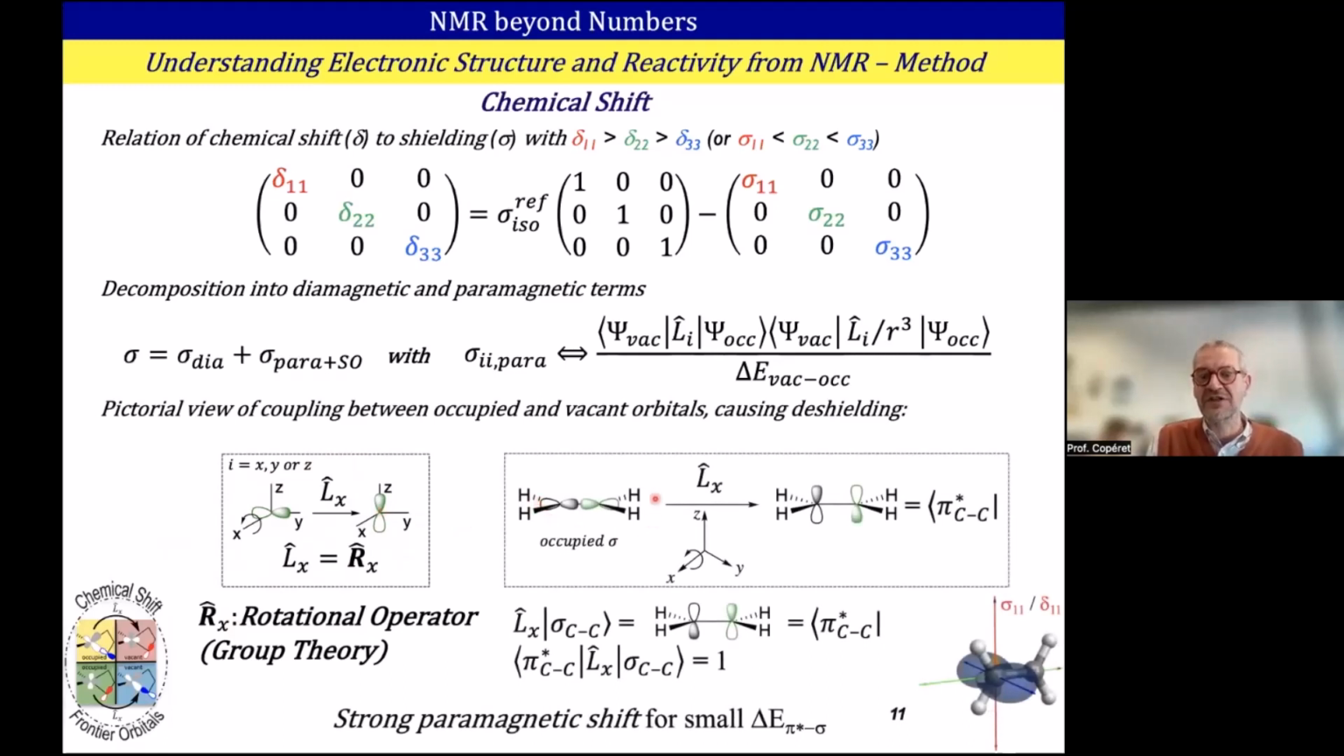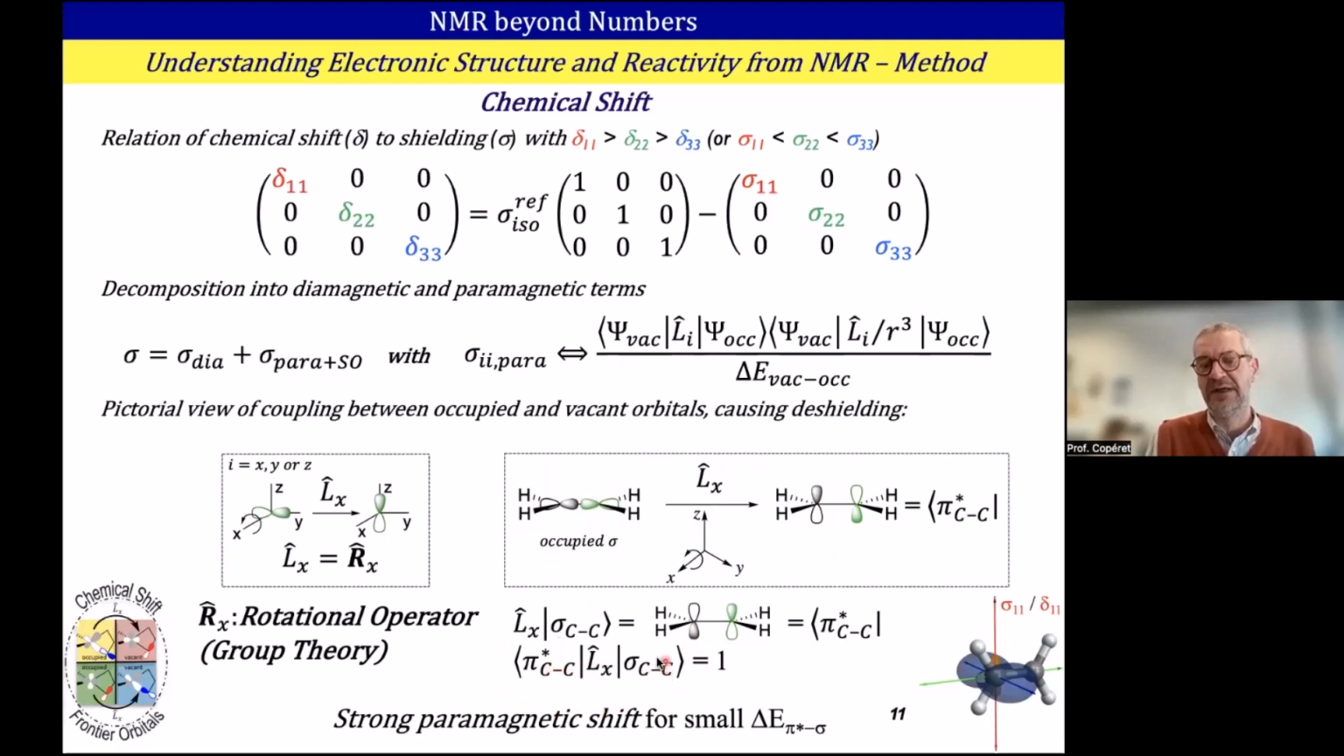In any case, if I come back to ethylene, if I look at my occupied sigma orbital here, and I operate my magnetic moment operator around the x-axis, you will see that if I rotate my orbital, I will generate a pi star. And it tells you that in that equation, the sigma and the pi star have the right symmetry to interact via this magnetic moment operator. And because the difference of energy between these two orbitals is small, you will be much more de-shielded than, for instance, what you have for a carbon in an alkane molecule. Okay? And that's what this term is saying.